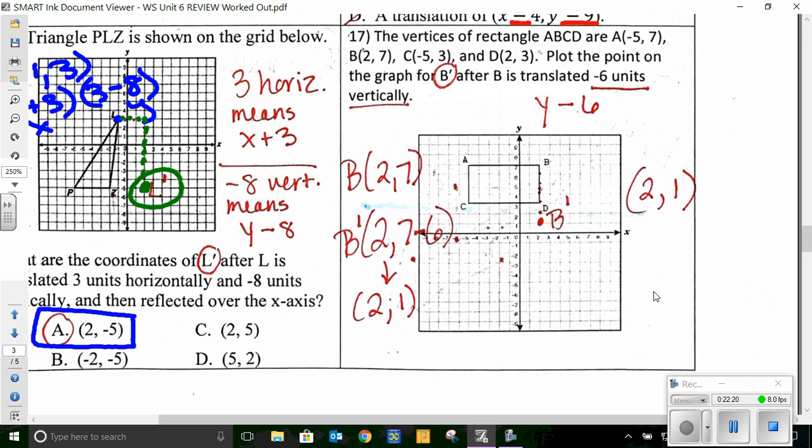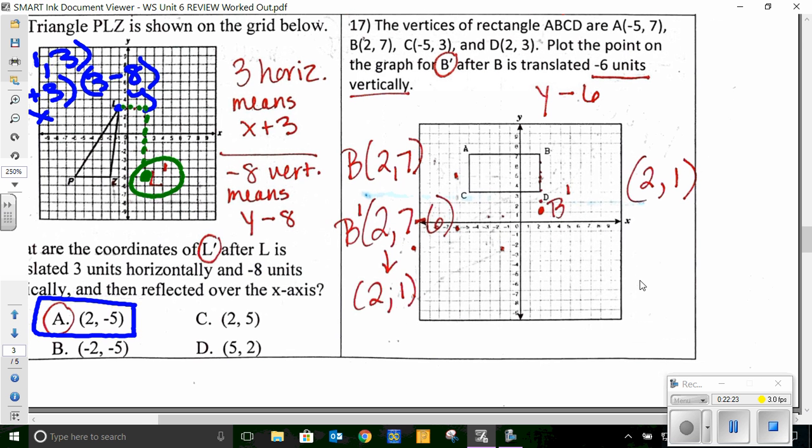All right, number 17, it says the vertices of a rectangle ABCD are as follows there. Plot the points on the graph for B prime after B is translated negative 6 units vertically. I'm not doing anything horizontal. All it is, is I'm subtracting 6 from the y value. So my original B, I have right here. If I minus 6 just from the y value, I get 2, 1 for my point. And also, if I just move B down 6, I went down 1, 2, 3, 4, 5, 6. Then that became, right here, 2, 1.